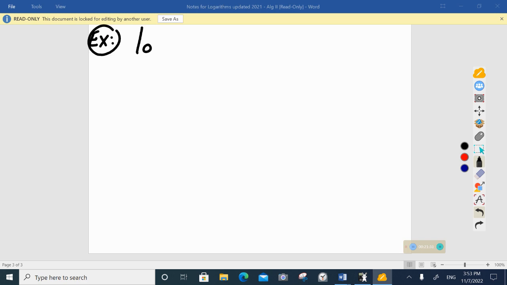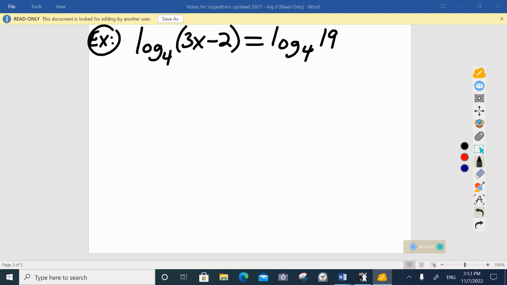So if I have log base 4 of 3x minus 2, and that is set equal to log base 4 of, let's just make something up, 19. So log base 4 of 3x minus 2 is equal to log base 4 of 19. So you have a log equal to a log. You've got log base 4 on the left, a log base 4 on the right. If the two logs are equal, the stuff inside them has to be equal. So 3x minus 2 must be equivalent to 19.